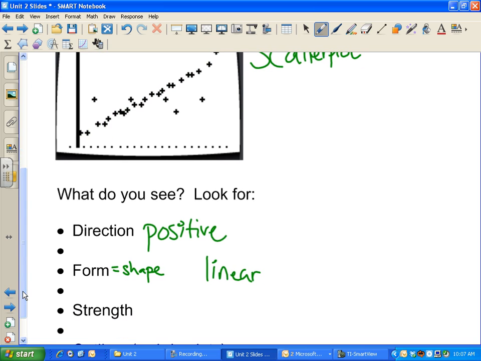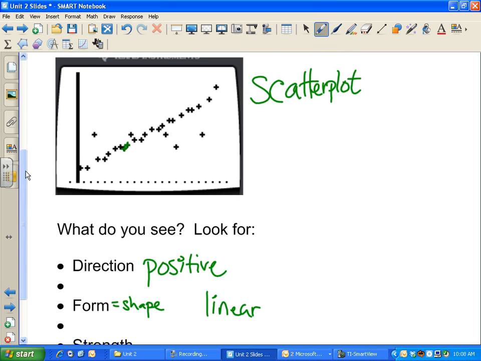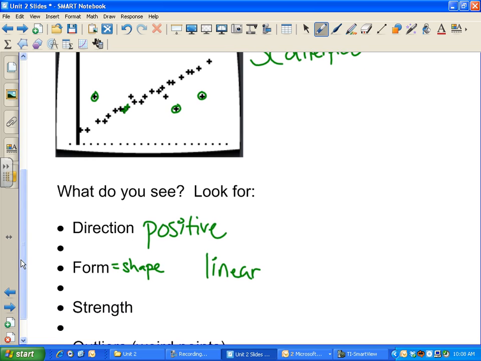We're also going to be looking for strength. If I had to judge how close all these little pluses are to forming a perfectly straight line, or how clustered they are together, I would describe that as the strength. Now, I don't know about you, but with the exception of just a few little marks, like this one, and this one, and this one, those little pluses are clustered really close together. So I would call this a strong relationship. They're really squishing together.